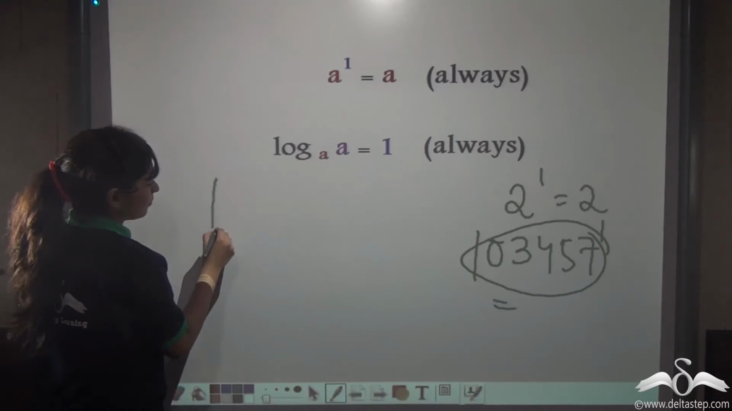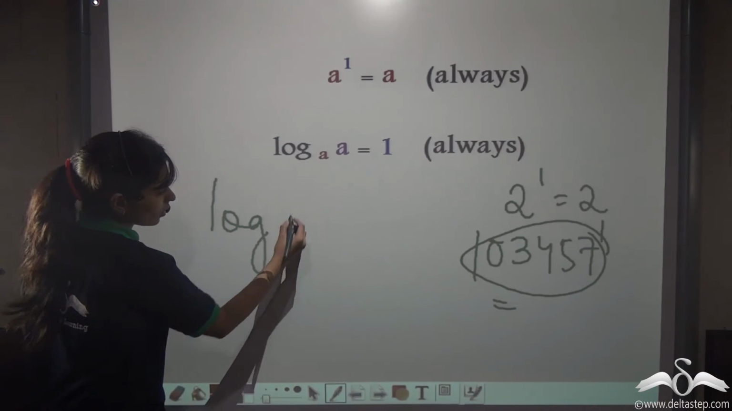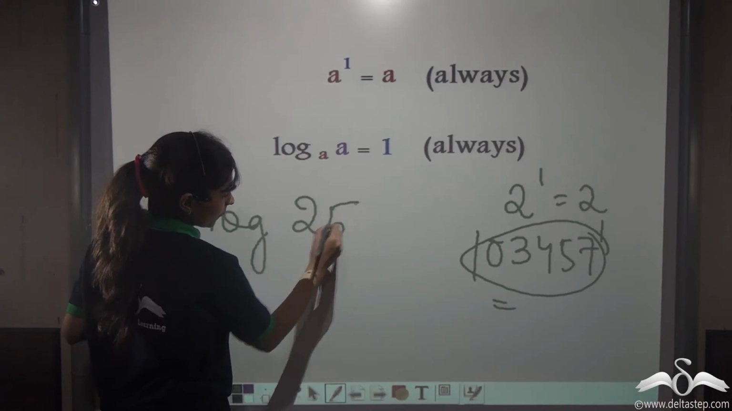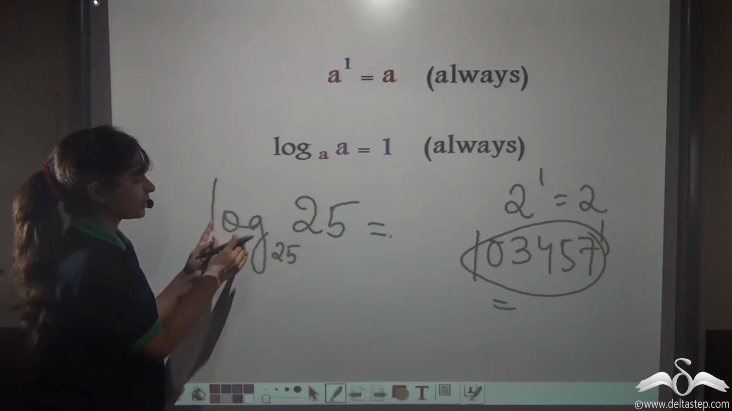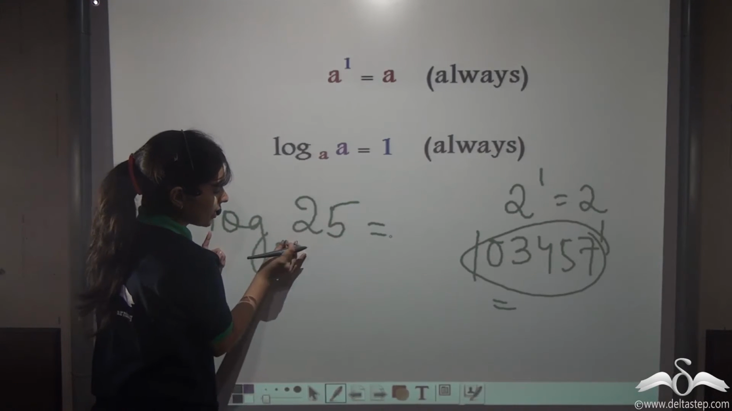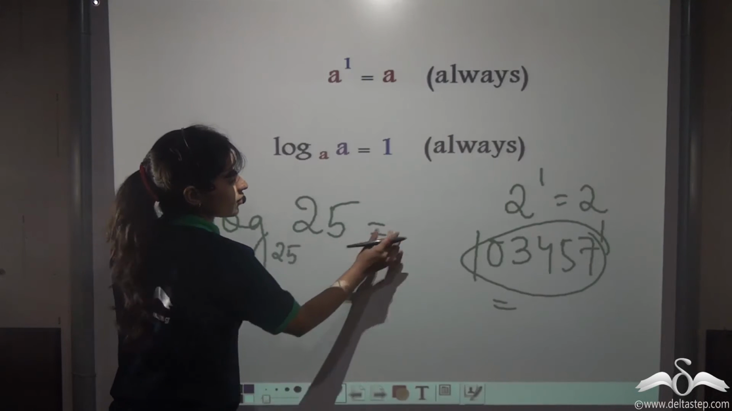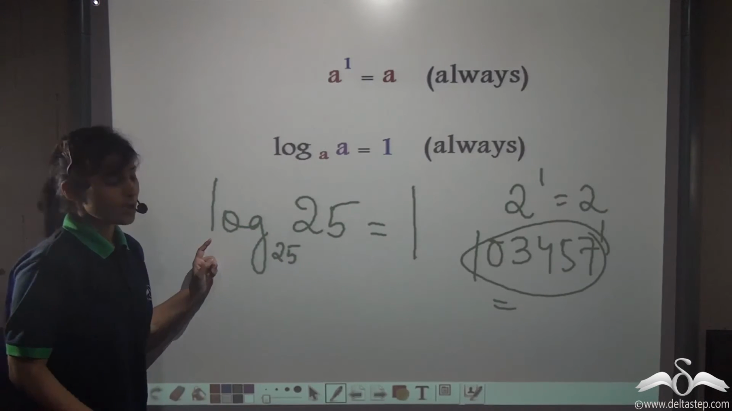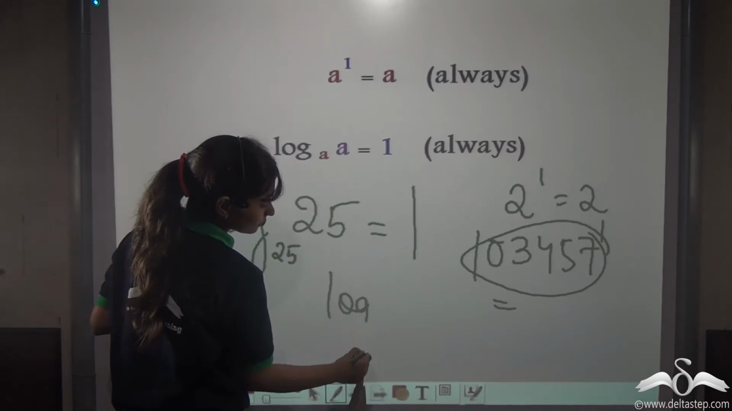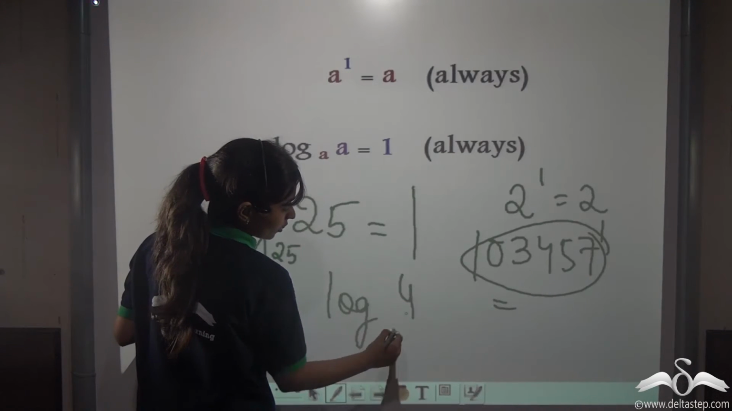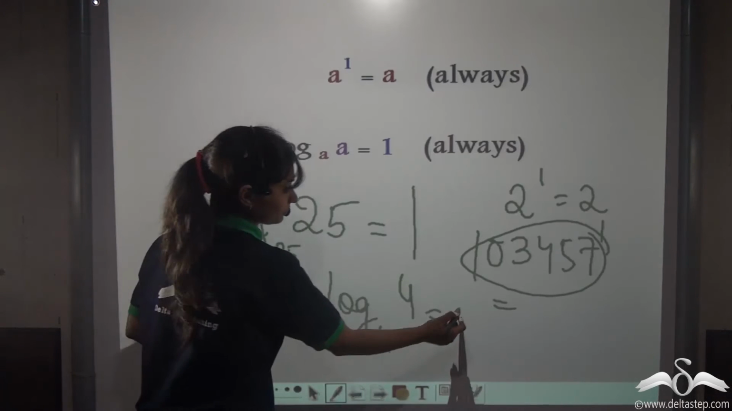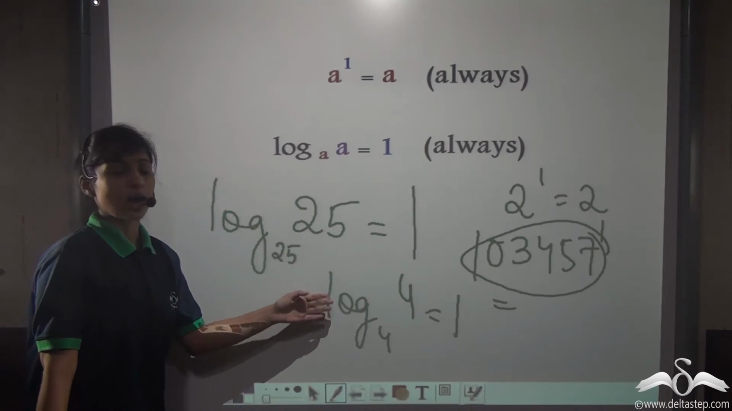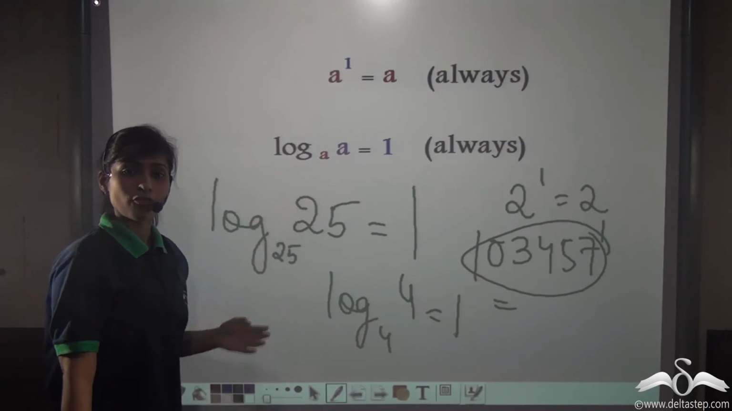How? Just let me take an example. Log, say 25 to the base 25. The answer will be, just see that the number here is the same as the number on the base. So just write the answer as 1. Similarly, if I say log 4 to the base 4, what will be the answer? 1. So this is how we get the second property of log.